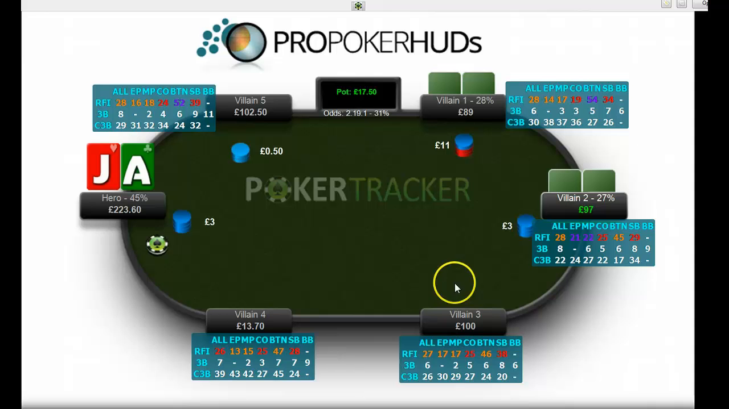Villain 2 chooses to call, and we're going to look at his call 3-bet heat maps to get a better idea of his hand distribution.